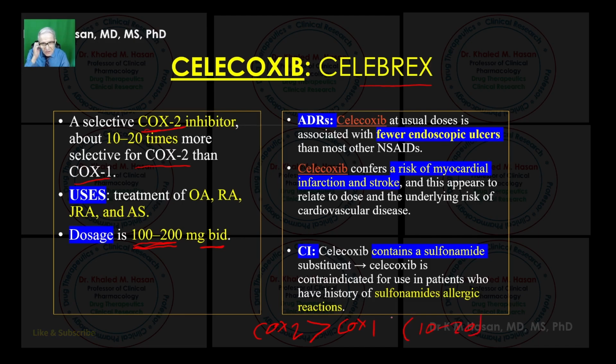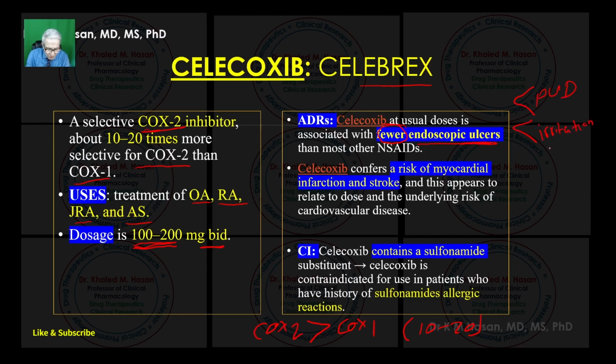So in this case, we can speak about selectivity. This medication is considered a selective COX-2 inhibitor. It could be used for patients with osteoarthritis, rheumatoid arthritis, juvenile arthritis, and ankylosing spondylitis. Available as tablets of 100 milligrams and 200 milligrams. Celecoxib is considered to have fewer side effects on the ulcer compared with the other group of NSAID medications.